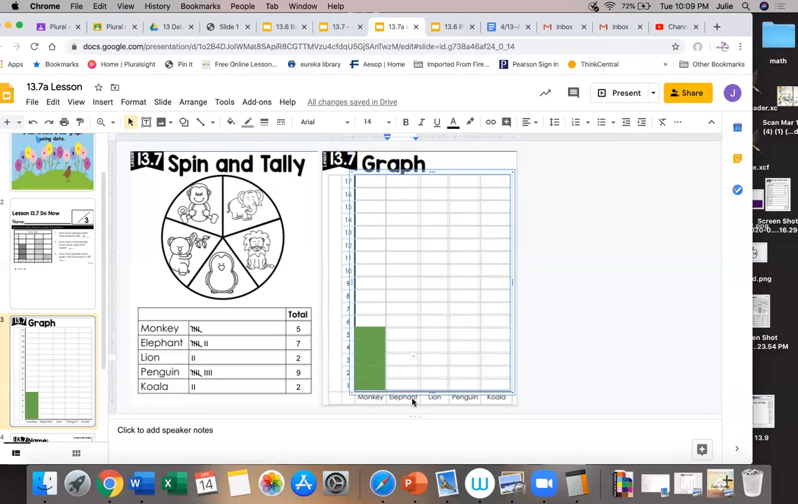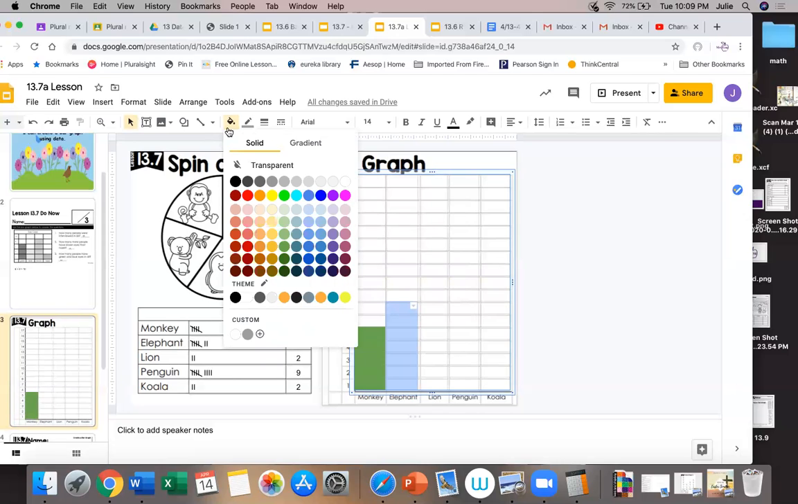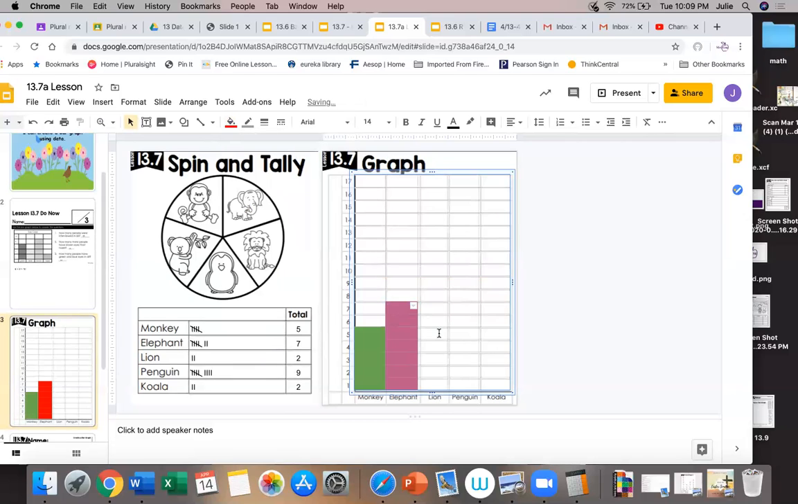Now let's go to elephants. If I go back to my tally chart, there's 7 students chose elephants. So again, I'm going to hit the shift key. I'm going to click in the box and hit the shift key, and I'm going to go 1, 2, 3, 4, 5, 6, 7. It's blue. I'm going to come up here to my fill, and I'm going to pick another color. I probably should pick red. And there you go. So elephants represent 7.